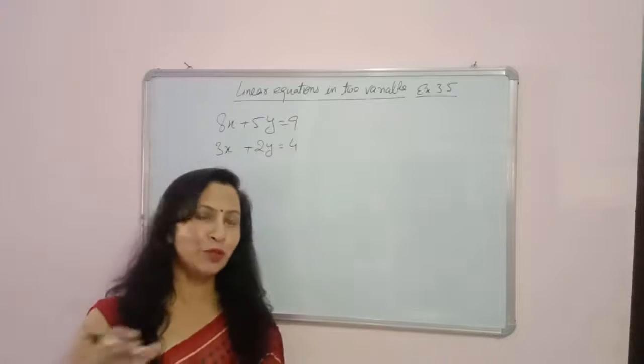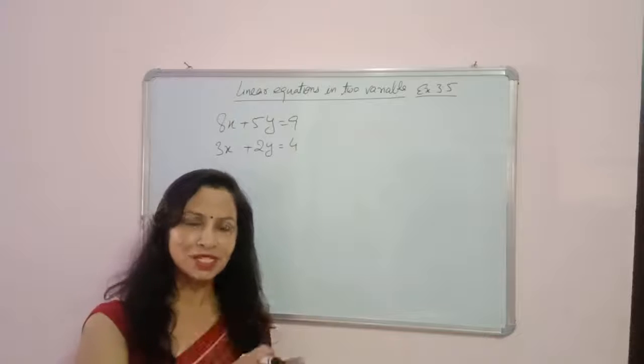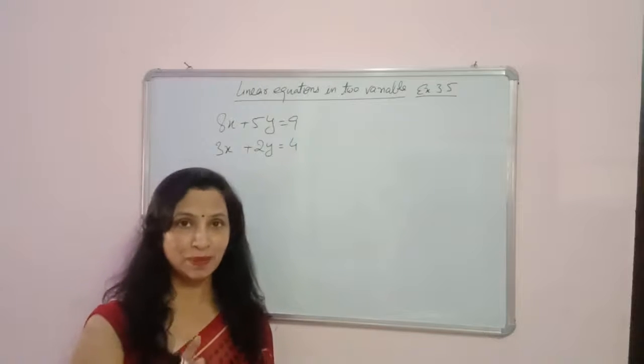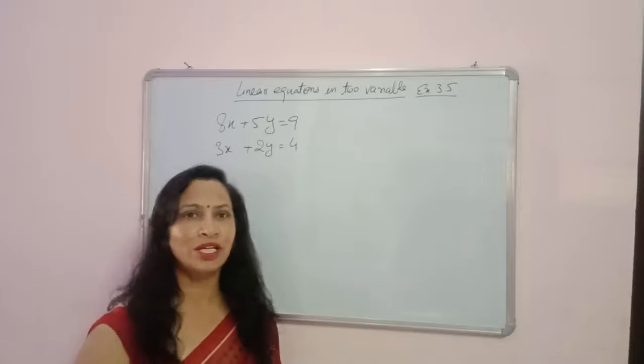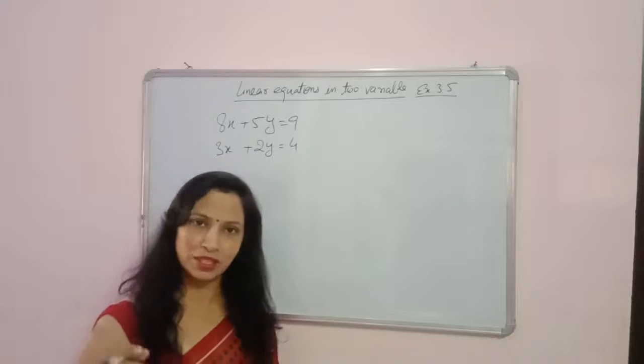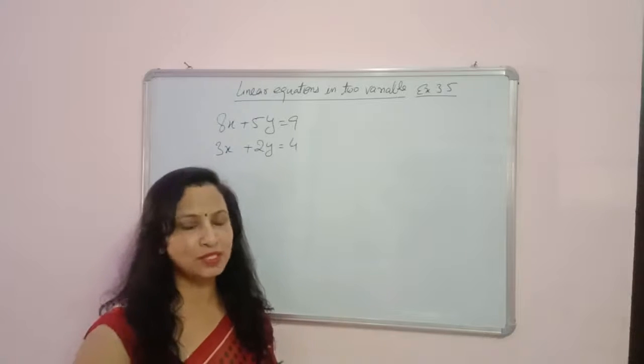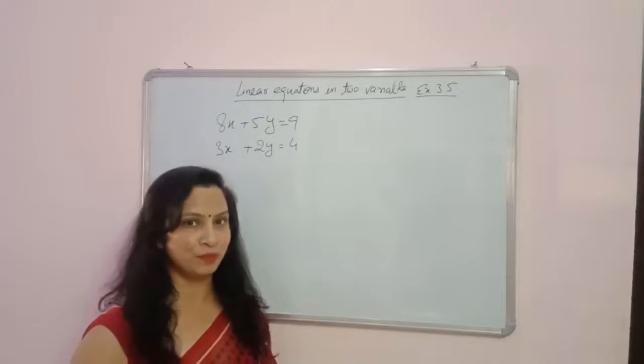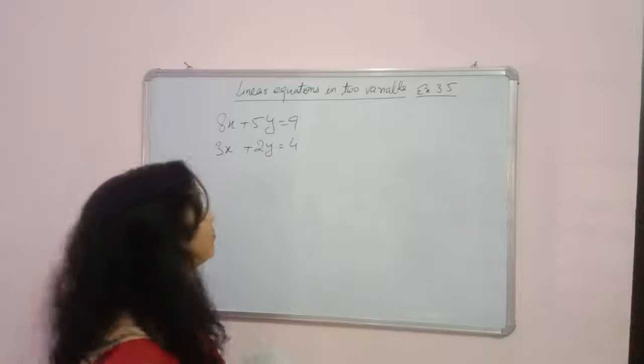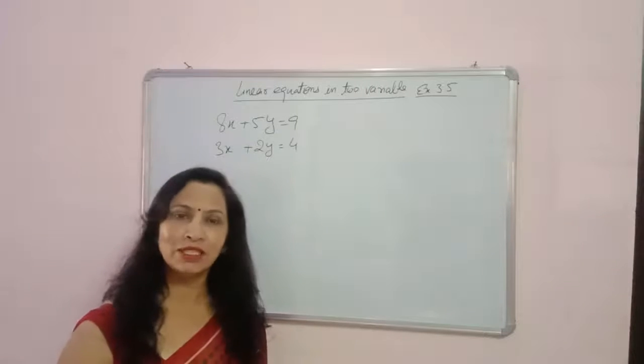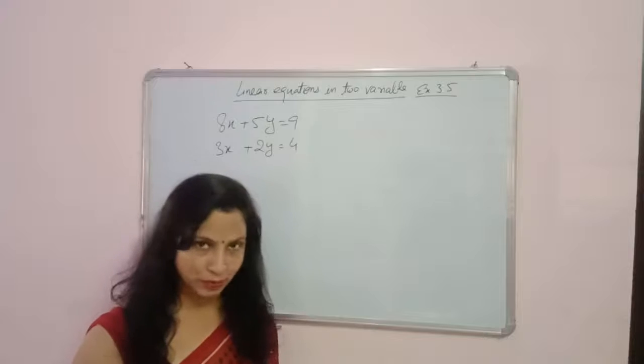Now you have to solve the equations by two methods. First, the substitution method, in which we substitute the value of any variable, like x or y, in the other equation. I explained this method in exercise 3.3. If you have any doubt in this method, you can see the videos of exercise 3.3 again to understand what the substitution method is. And second is the cross multiplication method. I explained what the cross multiplication method is.